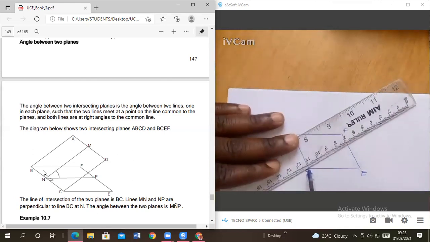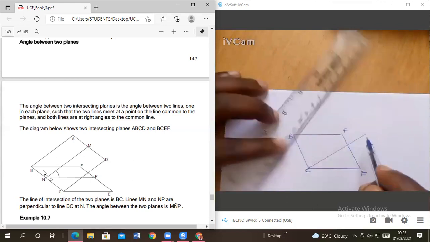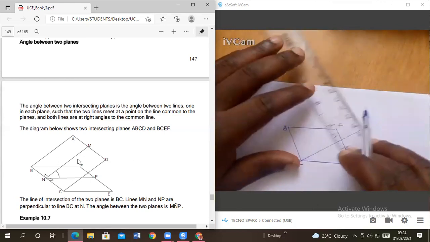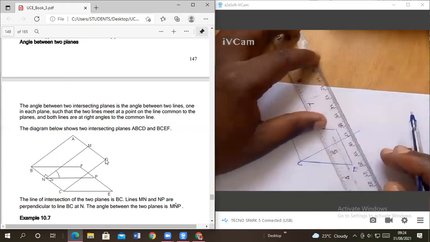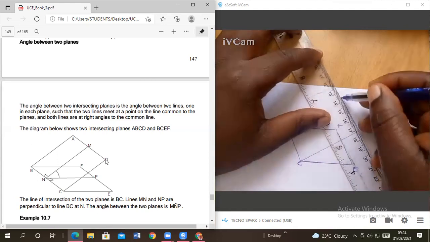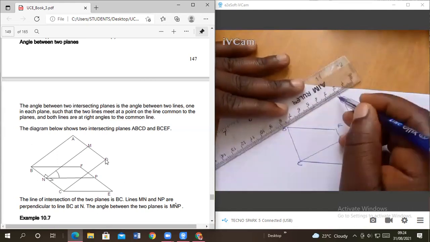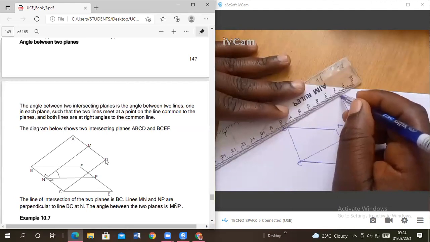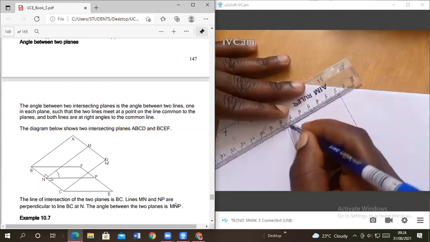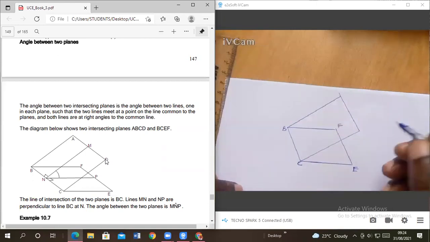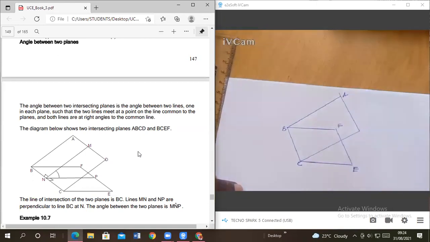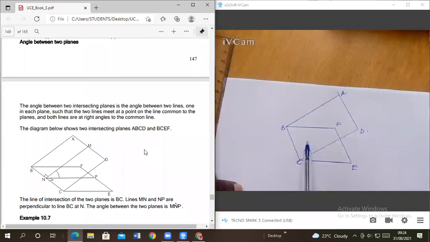But again, BC will also be a line on the upper plane. So if I draw the upper plane, something like this. So that is the upper plane. Now A, and that is B. So you can see also the upper plane is BCDA. So BC is a common line for the lower plane and the upper plane.